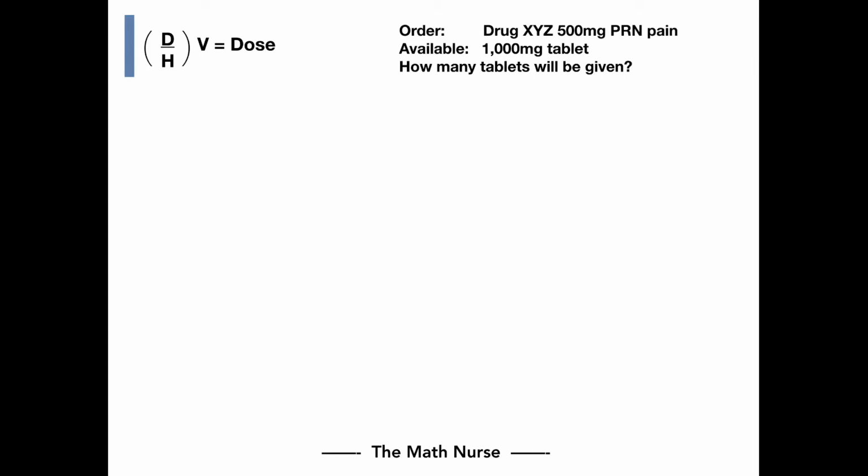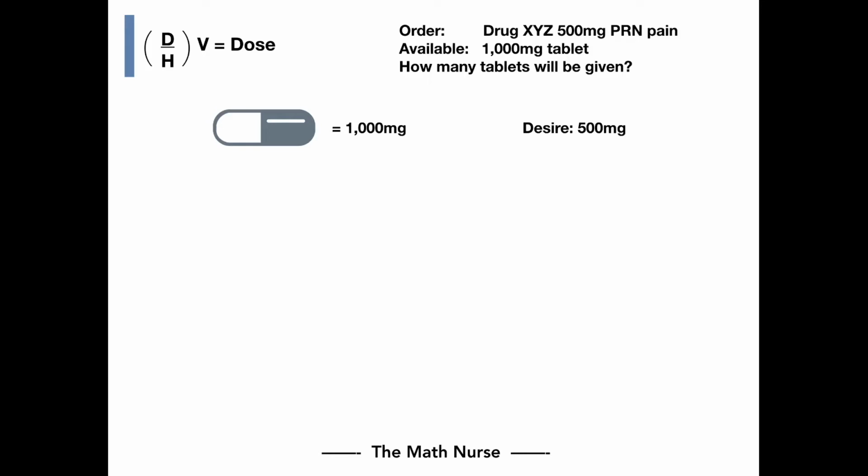All right, so for instance, we have an order for drug XYZ. The order is for 500 milligrams PRN for pain. So given as needed for pain. This could probably be something like acetaminophen. So what we have available is a 1,000 milligram tablet. And the question is, how many tablets will be given? So here's our tablet. It equals 1,000 milligrams. And your desire is 500.